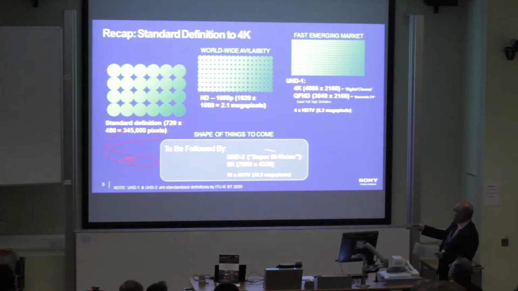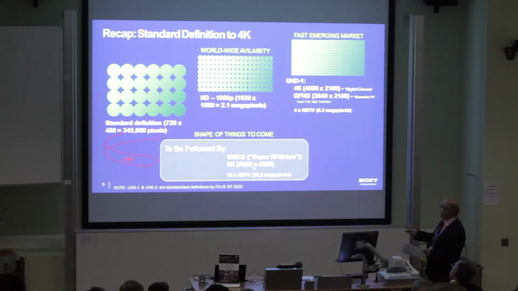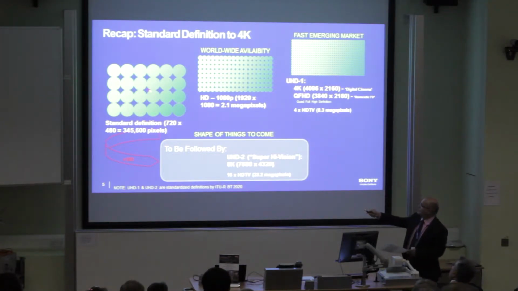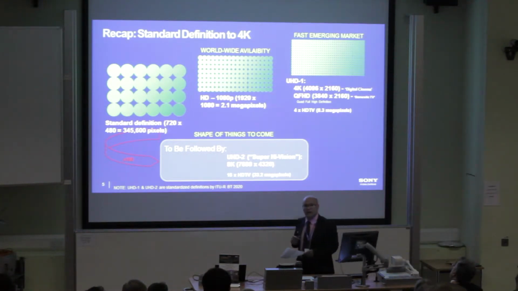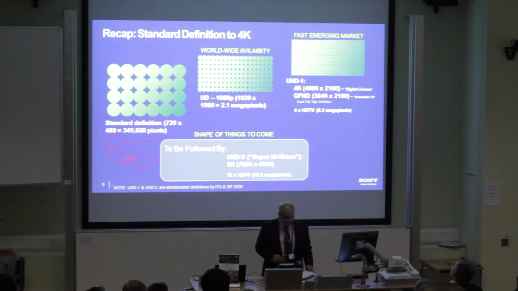And then we are going to move to UHD2, which NHK has been calling Super Hi-Vision. And that's 7680 by 4320. And that would be doubling in each dimension, quadrupling the resolution of UHD1. So really, going from SD to HD, we're going to have a 100-fold increase in resolution, which is an incredible increase in resolution.